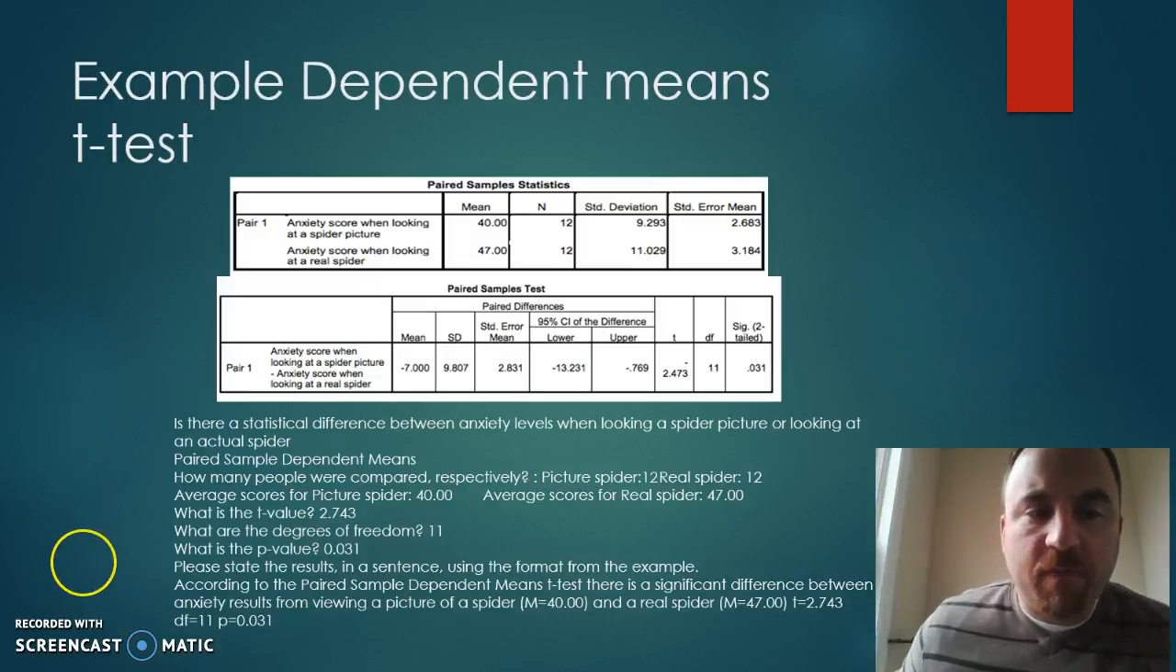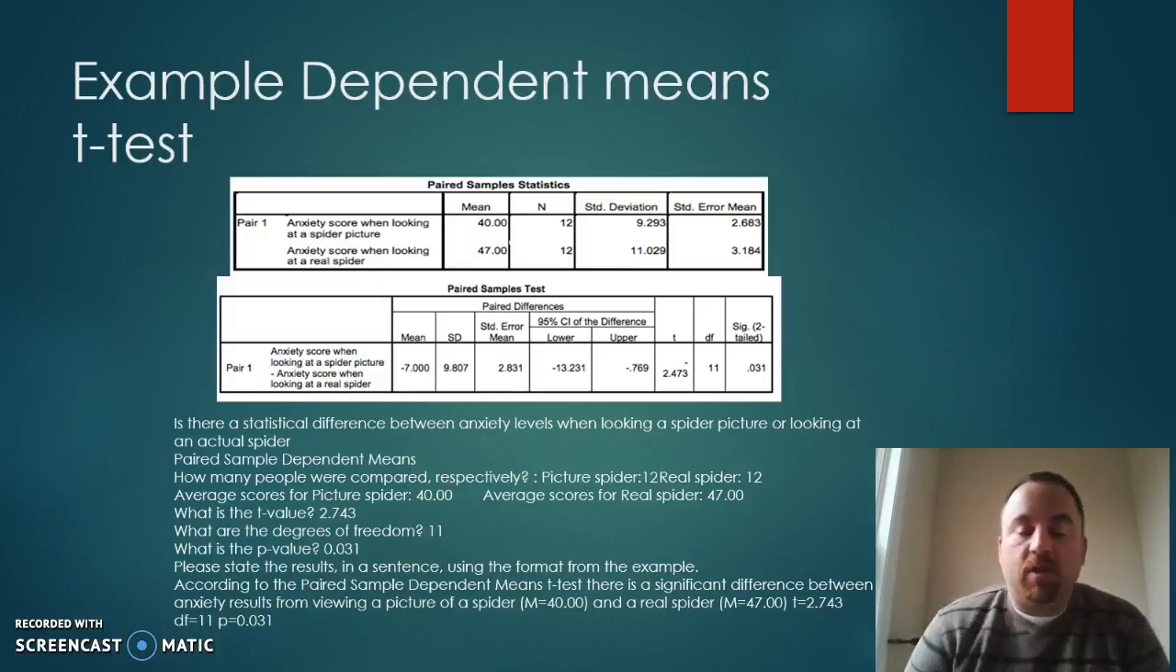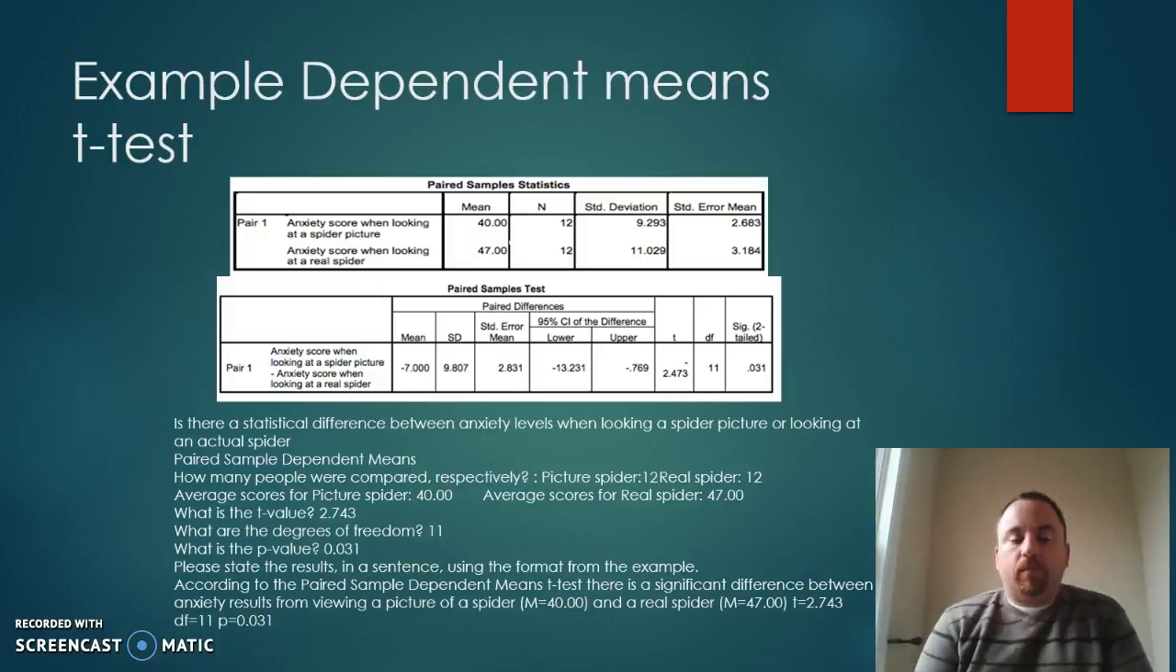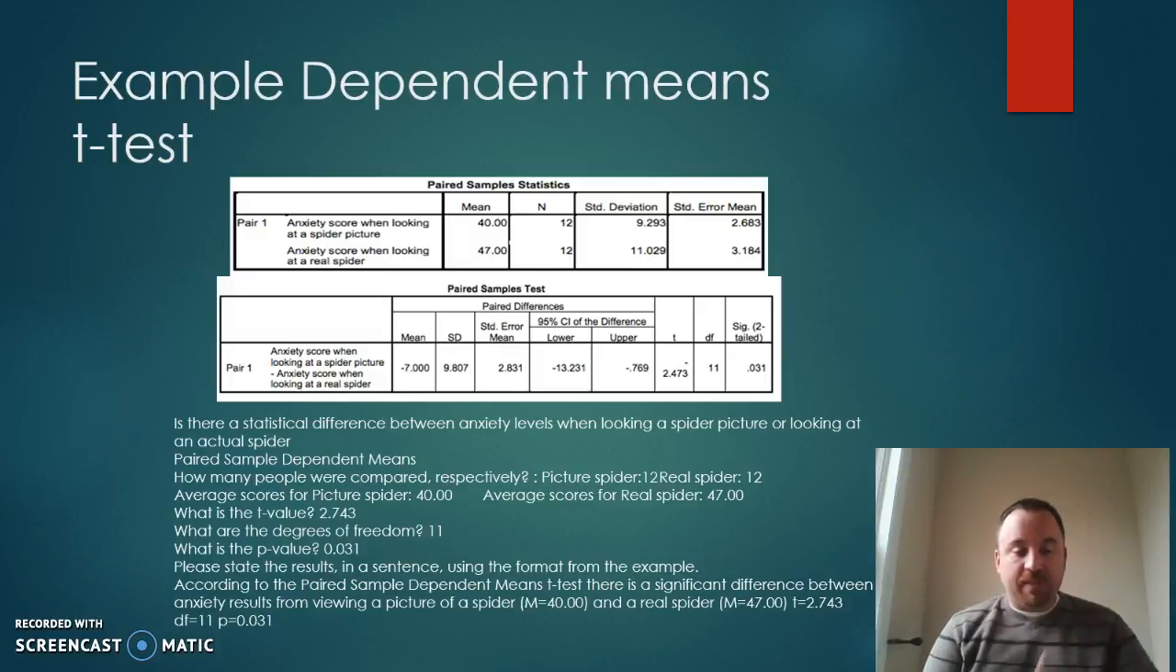Another example for a t-test is a dependent means t-test. This was also from our week 4 homework assignment. Basically the question was, is there a statistical difference between anxiety levels when looking at a spider picture or looking at an actual spider? This is a paired sample dependent means test because, again, this is one group of people that were tested 2 different times.